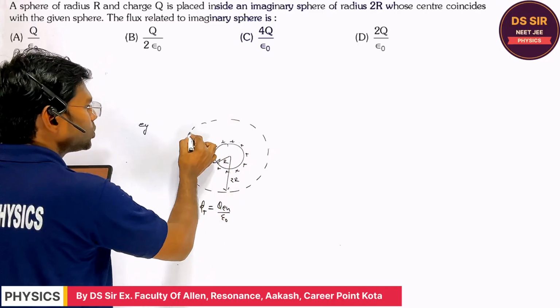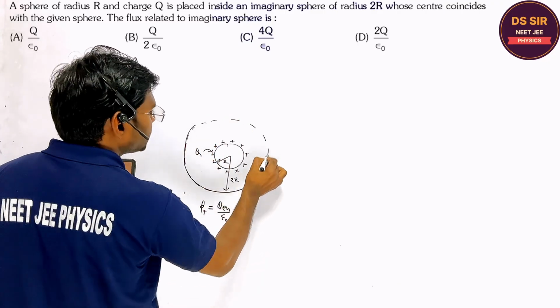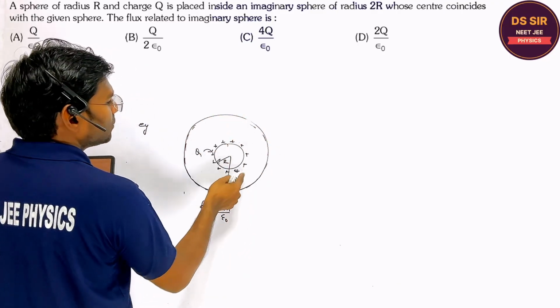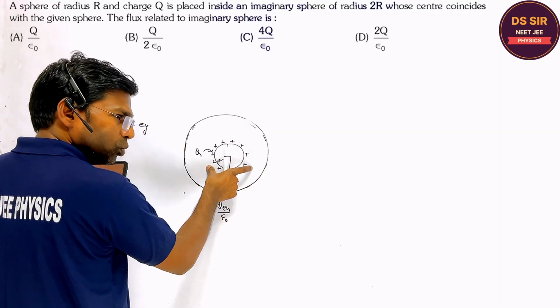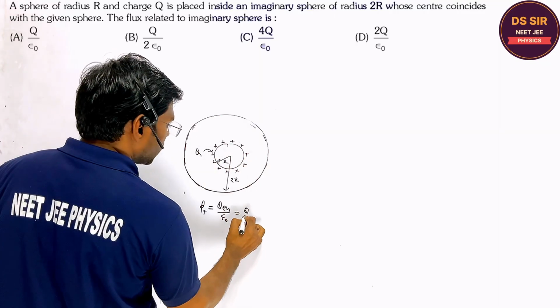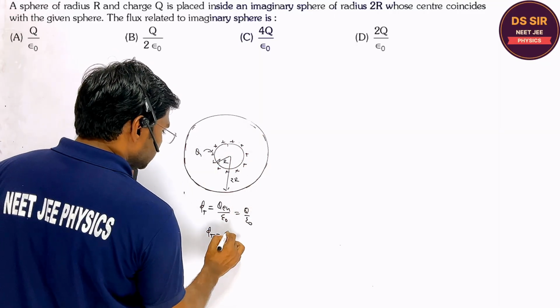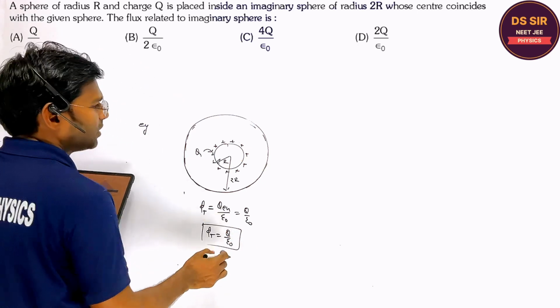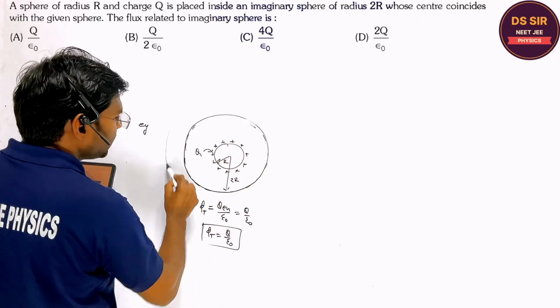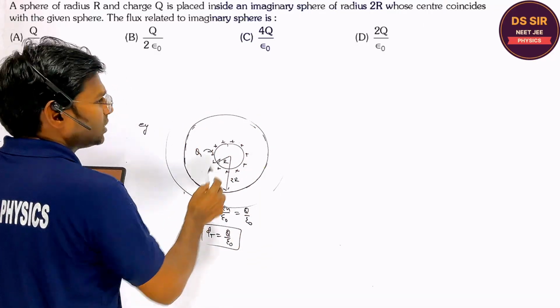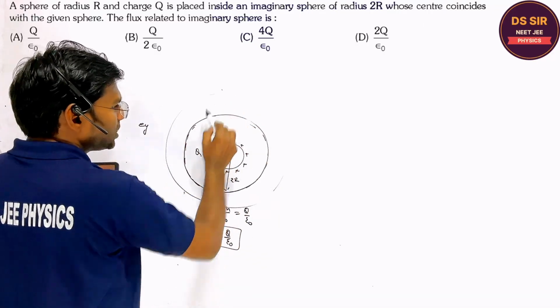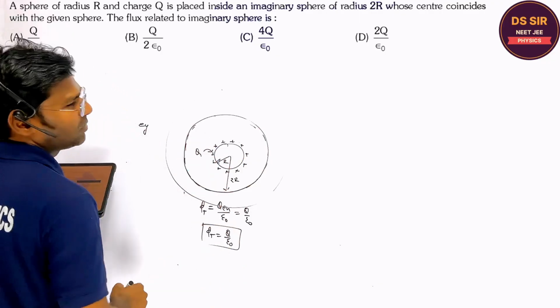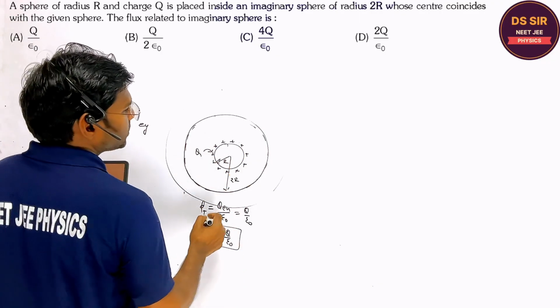So what is the charge enclosed by this imaginary sphere of radius 2R? What is the charge? Say only Q, right? So the Q upon epsilon naught. So the total flux linked with this imaginary sphere is Q upon epsilon naught. Even if the radius of the sphere is 3R or 4R, the charge enclosed by each sphere is Q and the flux linked will be the same, right? Obviously it must be the same.